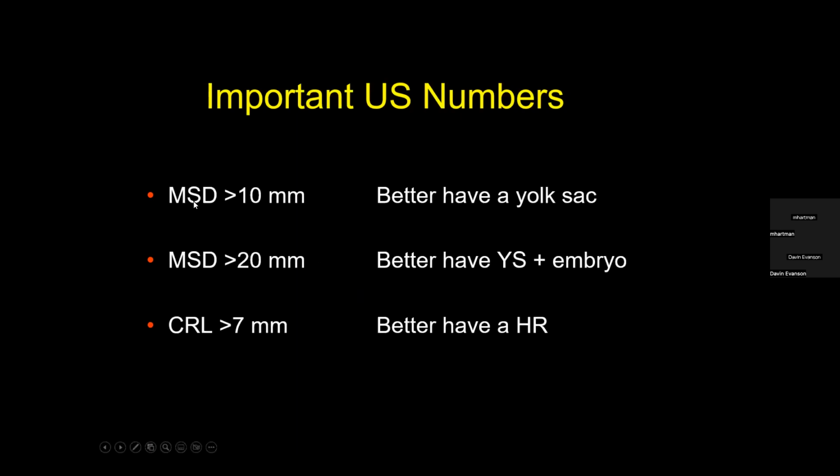Once we have that gestational sac, the mean sac diameter, if it's greater than 10, you better have a yolk sac. If it's greater than 20, you better have a yolk sac and an embryo. Once we have the embryo, if it's 7 millimeters, you better have a heart rate. Now, if you have an embryo that's 4 millimeters, no heart rate, normally we'll see a heart rate if it's 3 or 4 millimeters, but if we're not seeing it at that point, we give the mom and the baby the benefit of the doubt, and we say, wait 10 days, and we'll see if there's a heart rate at that point.